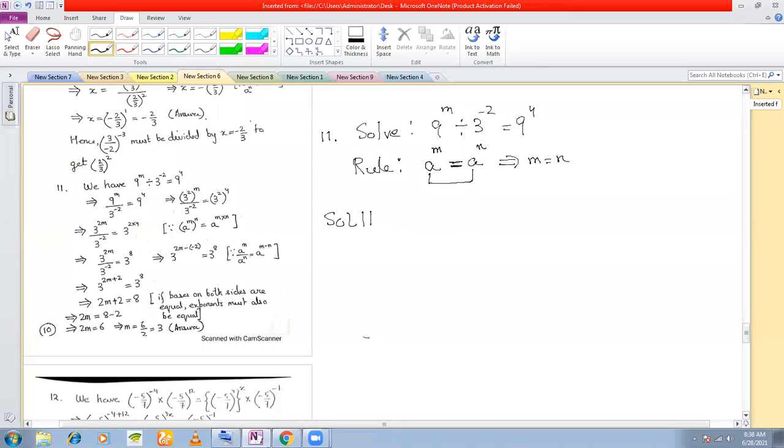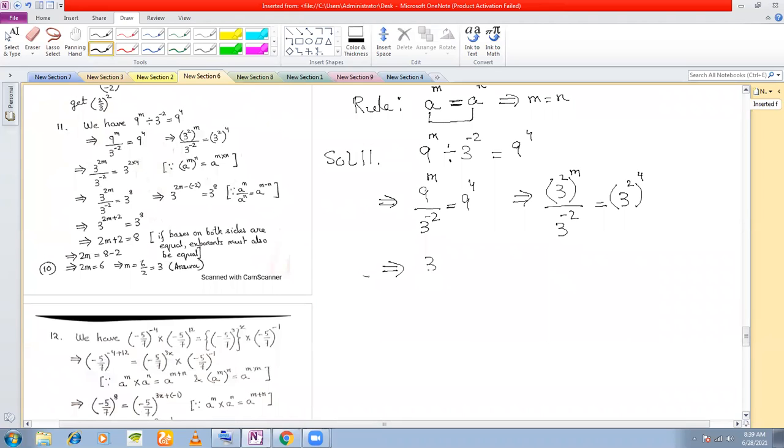So what we are going to do here is, we start from this equation, 9 to the power of m divided by 3 to the power of minus 2 is equal to 9 to the power of 4. Now see, we try to write everything in terms of 3. So clearly 9 is 3 square. We write this as 3 square to the power of m. You write 3 to the power of minus 2 here as it is. And on the right hand side, you write 9 as 3 square.